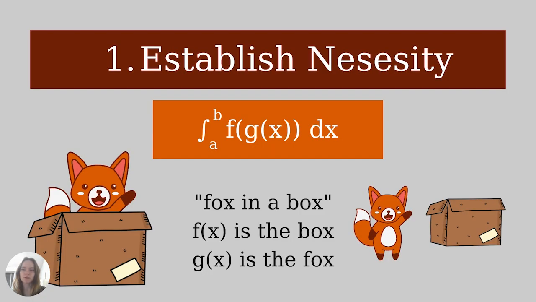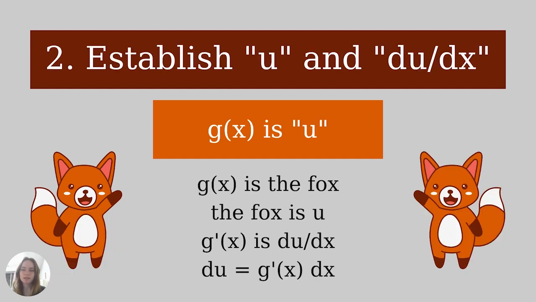For the first step, establishing necessity, we look at the integral and make sure it has some term f of g of x. I like to call this term a fox in a box term because it has one equation that is inside the other. The outside equation, or f of x, is the box, which has g of x, the fox, inside of it.